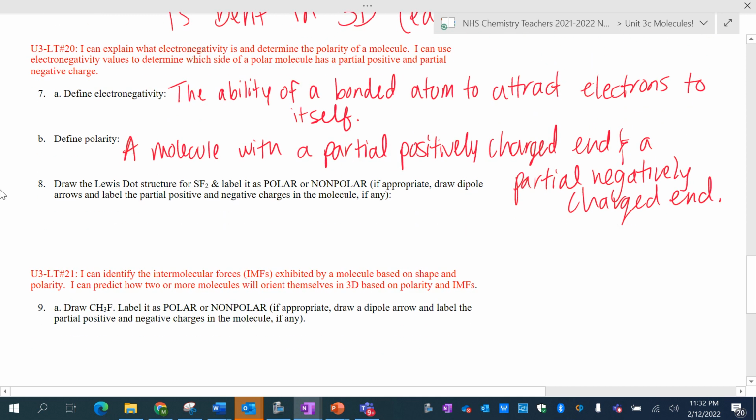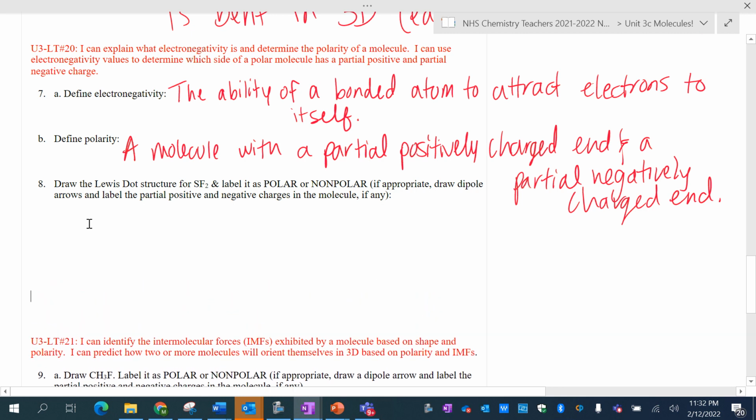Draw a Lewis dot structure for SF2 and label it as polar or nonpolar, if appropriate. Draw the dipole arrows and label the partial positive and partial negative charges. S is in group 6A. It's got 6 dots. F is in group 7A. It's got 7 dots. Let's look up their electronegativities.